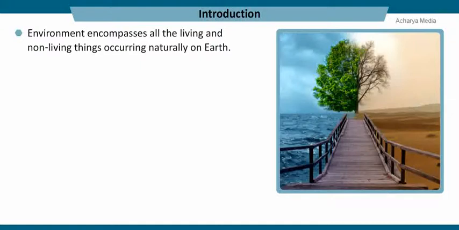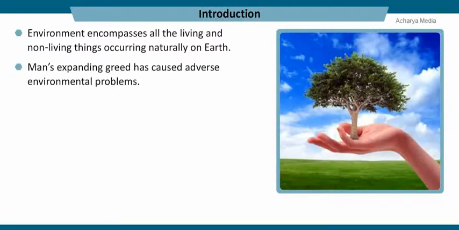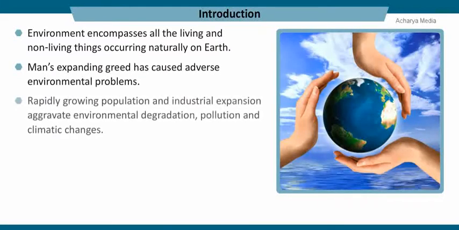Environment encompasses all the living and non-living things occurring naturally on Earth. The word environment comes from the French word environment. Man's expanding greed has caused adverse environmental problems. Rapidly growing population and industrial expansion aggravate environmental degradation, pollution, and climatic changes.